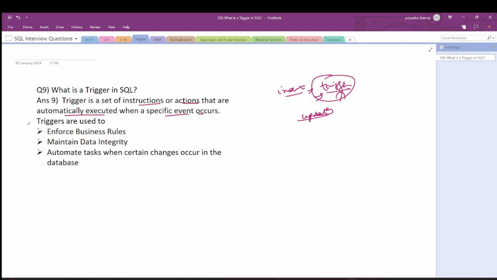Okay, so why do you use it? When you want to maintain the data integrity, when you want to enforce the business rules, and also when you want to automate a task, right? When certain changes occur in the database, you just automate it. If some aberration occurs, if something happens, then this should happen. Okay, so these are the triggers that you set. You should just know what triggers are: a set of instructions or actions that are automatically executed.